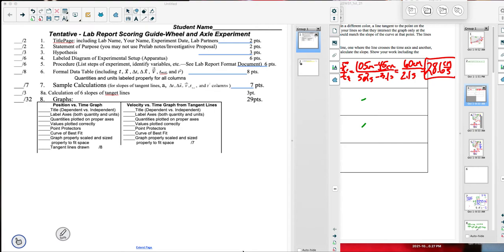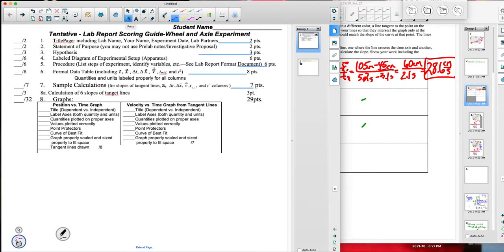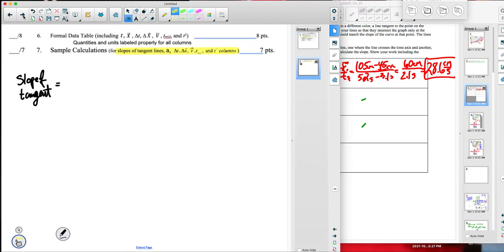Hi, folks. I just want to touch base a little bit about what it looks like to do sample calculations. The sample calculations you would find on the tentative lab report, down here on number 7, sample calculations. If we take a closer look at that, it tells you the calculations have to include the slopes of tangent lines, a rate of acceleration, change in time, change in position, average velocity, time midpoint, and time squared.